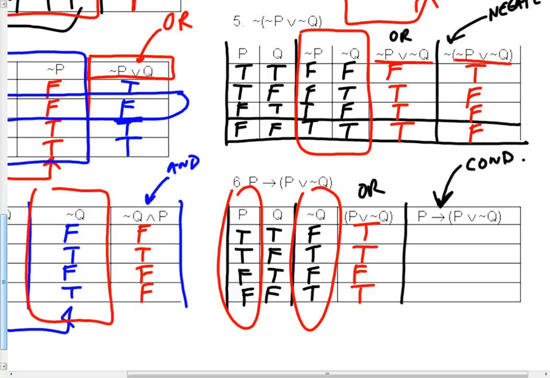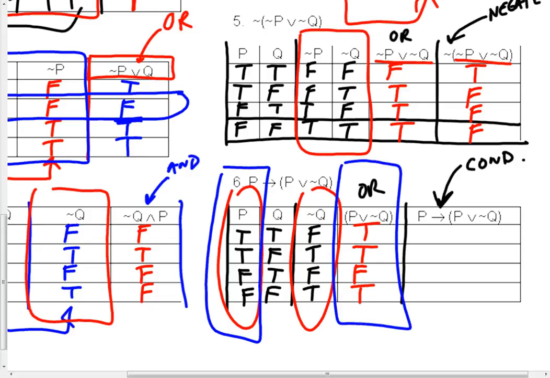For the conditional, now I'm focused on that and this column, and ignoring everything in between. So just this and this. What's the only way I'm going to get a false conditional? A true leading to a false. A lottery winner leading to me not giving you any cards. So true, true is true, true, true is true. False, false is true. Are they all true? Yes. They're all true in that scenario.